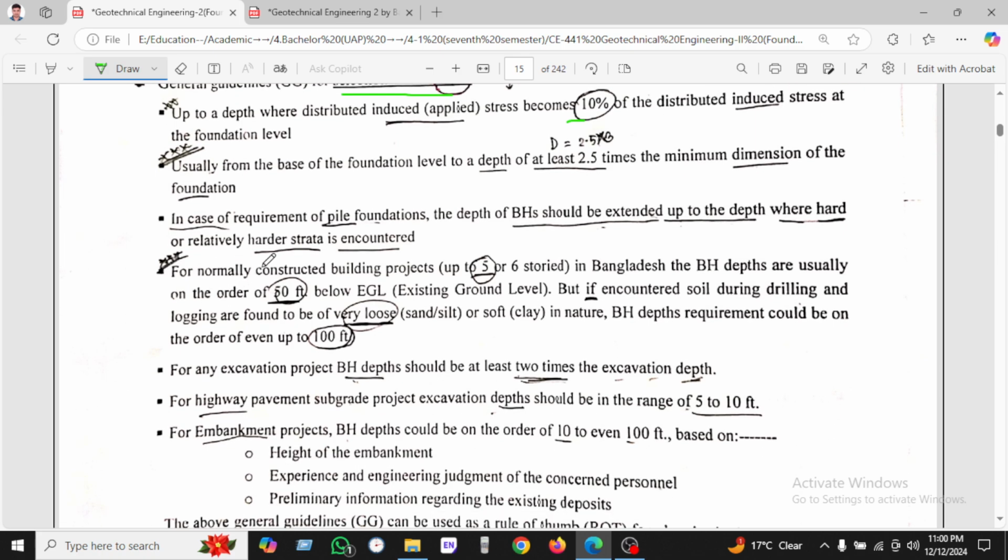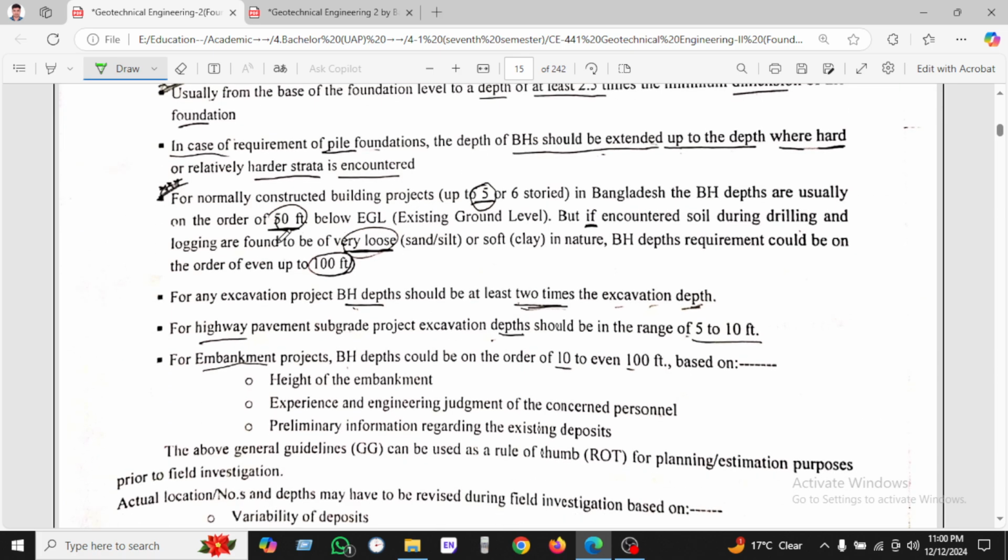And then in case of a pile foundation requirement, the depth of the borehole should be extended up to the depth where hard or relatively harder strata is encountered. And then for building construction projects up to 5 or 6 stories in the Bangladesh or India region, the borehole depth is usually on the order of 50 feet below existing ground level.